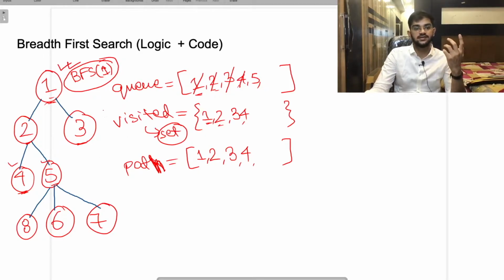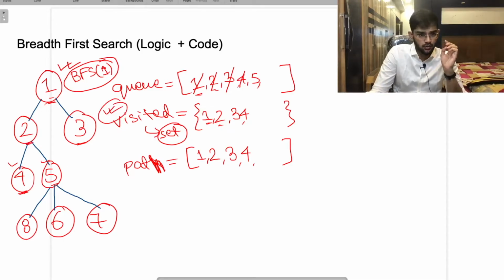So that's where the visited array or the visited set comes into the picture. From 4, I see there is one neighbor, 2, but it's visited, right? So I don't do anything. So 4 has no neighbors as of now. This is it. Again, I'll be picking the first node in the queue which is unvisited as of now, which is 5.